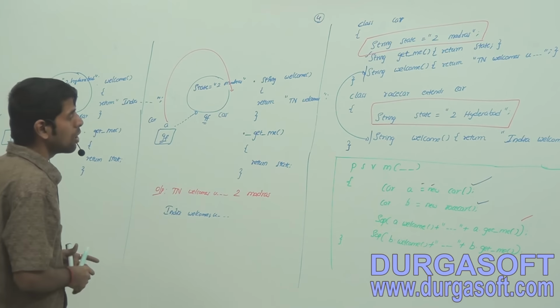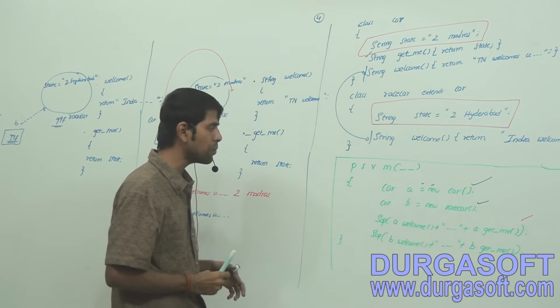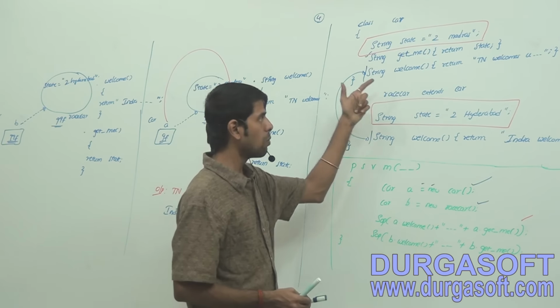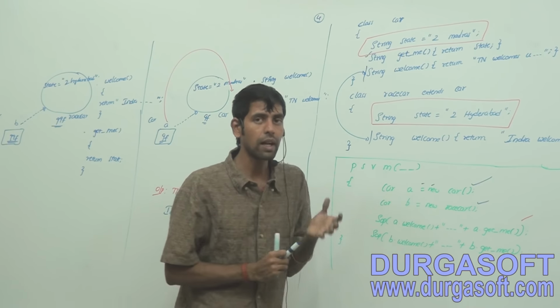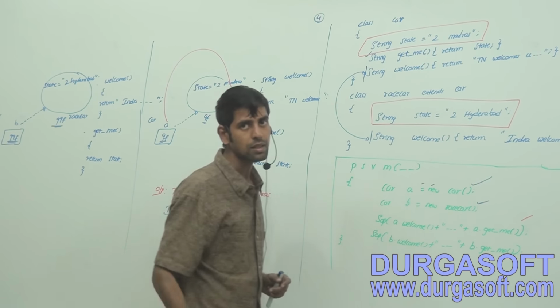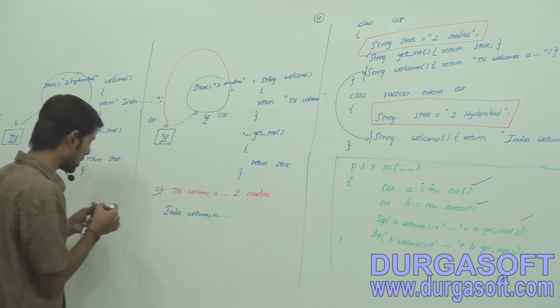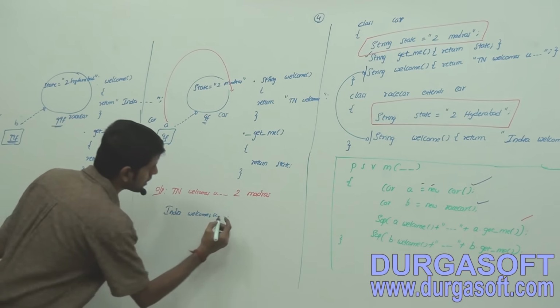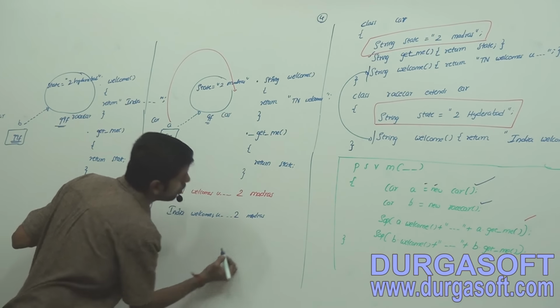Now observe here, what is B's type? Car. So within the car class, what is the state value? What is the state referring value? It is Madras. Please be very specific. Once again, you are going to get the output as India welcomes you to Madras. I hope you get this.